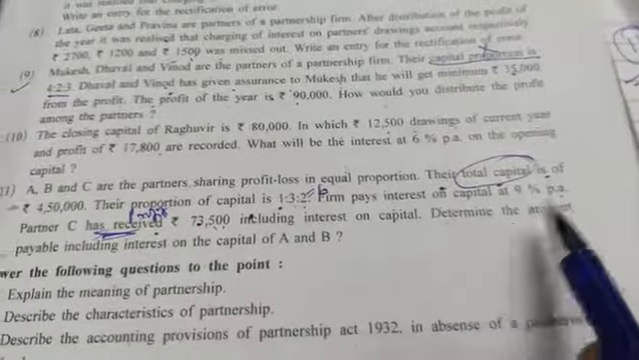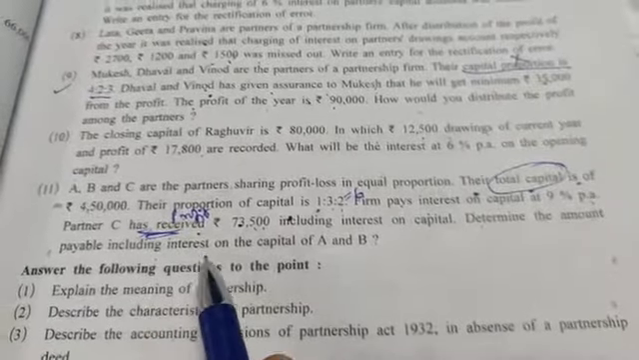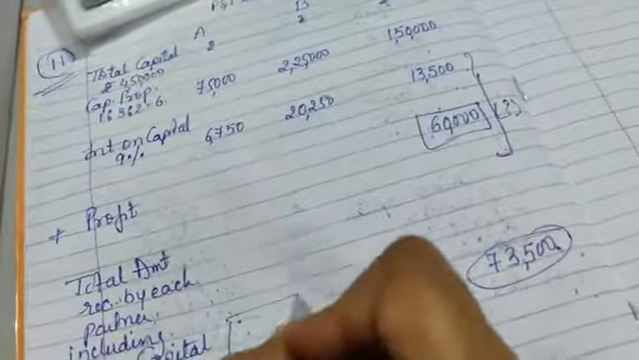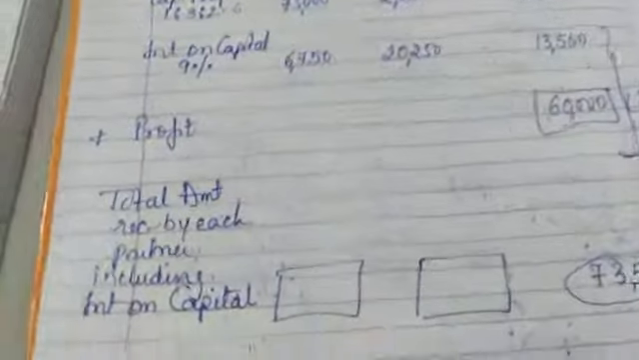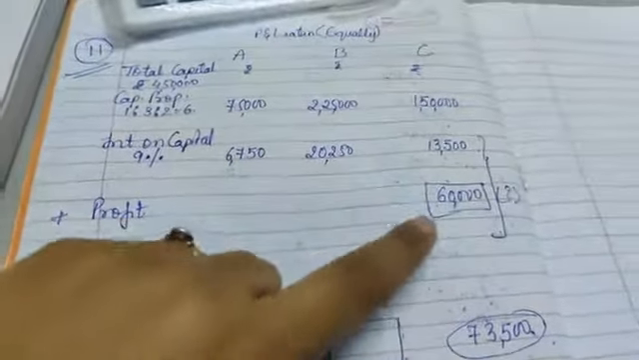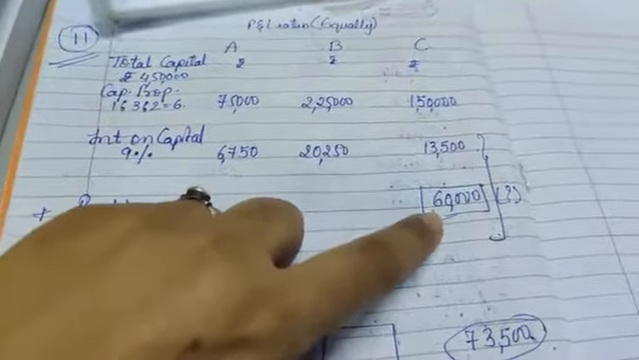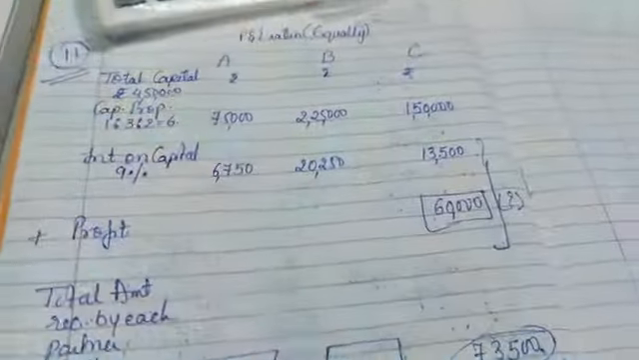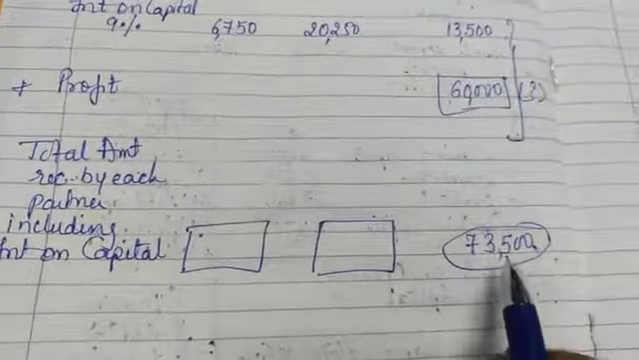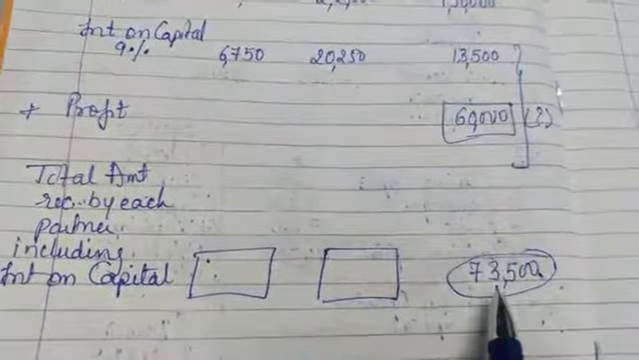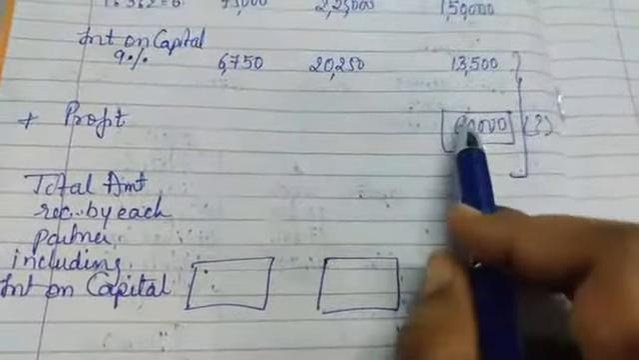See what they have told you to find at the end. Determine the amount payable including interest on capital to A and B. That is, you want to find out what amount will be received by these two partners including profit and interest on capital. Fine. Now we got that this partner's profit is 60,000. Here they have mentioned that partner C will get 73,500 including interest on capital. So if you deduct the interest on capital from this, the remaining amount is profit.